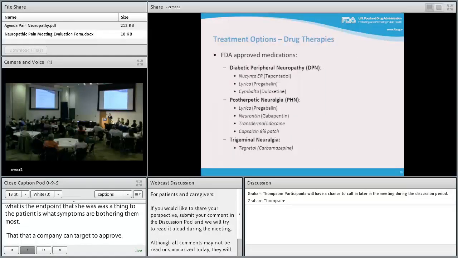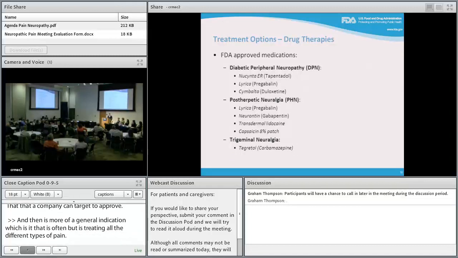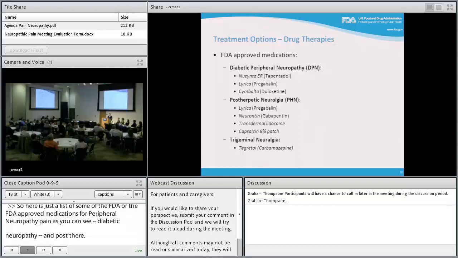So here's just a list of some of the FDA-approved medications for peripheral neuropathic pain. As you can see, diabetic peripheral neuropathy and post-herpetic neuralgia are the most common kinds. And these medications, for example, Nucynta and Lyrica and Cymbalta, were all approved. And what that means is they met those FDA requirements. And you can see there's a range of different types of treatments. Some of these started off as antidepressants, some are anticonvulsants used for epilepsy, and some are just pain medications.